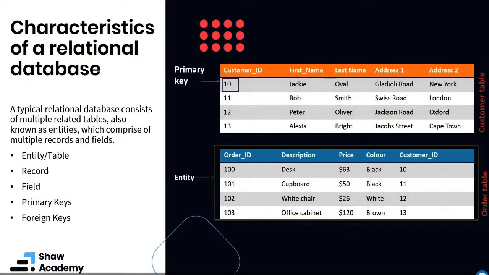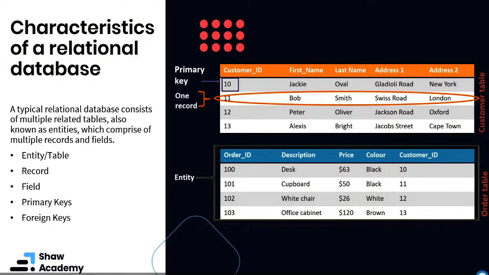And then moving down, we have this thing called a record. A record is essentially one full row of data. Let's take Bob's case, the one that we have highlighted. Bob's record is: his customer ID is 11, his first name is Bob, his last name is Smith, and his address 1 and 2 are Swiss Road, London, respectively. Great.